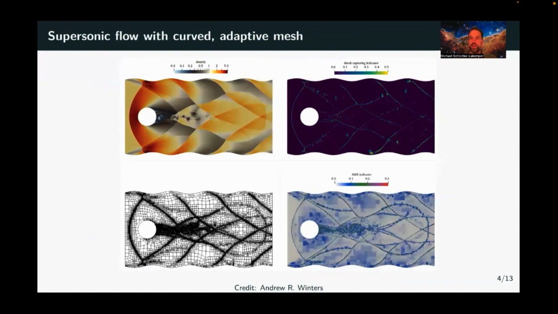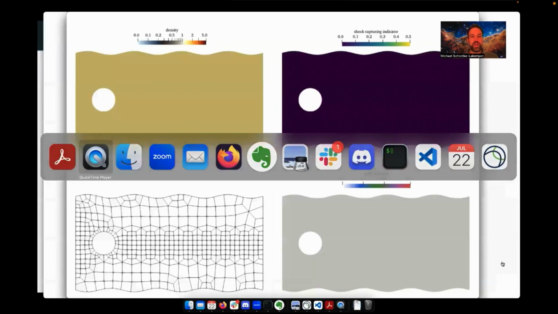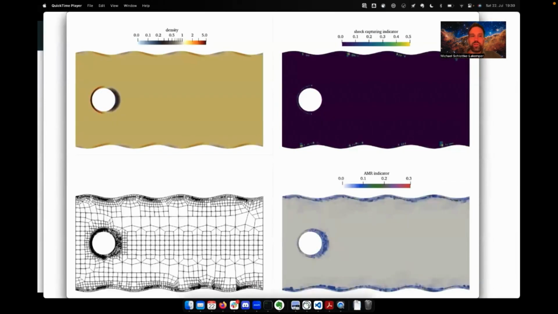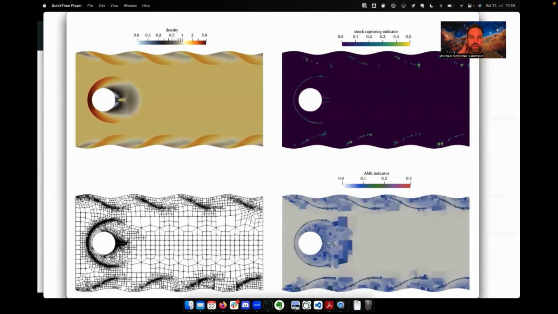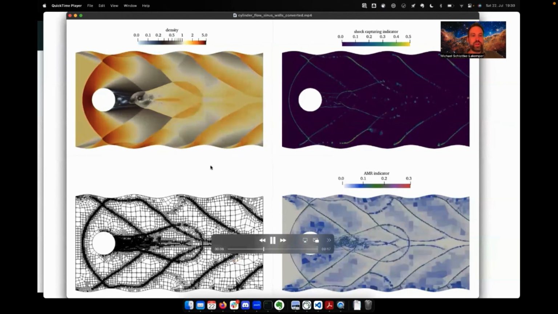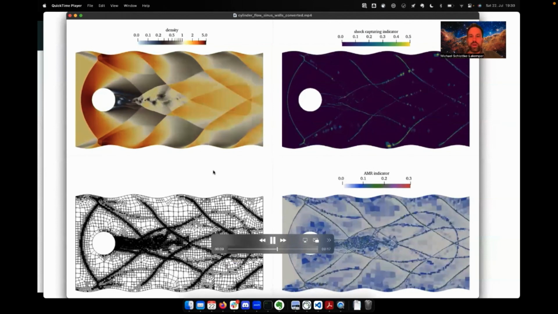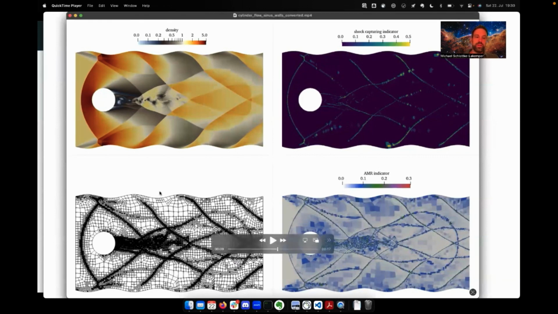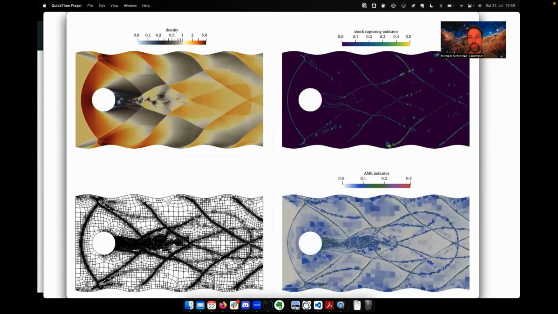So what kind of simulations are we running with Trixi.jl? What kind of numerical methods can you use here? This is a simulation of a supersonic flow coming from the left. There's a little obstacle here, a little cylinder. You can see there are curved walls. So we have a high-order in space and time discontinuous Galerkin method. And we use adaptive mesh refinement, as you can see in the lower left corner. So the mesh adaptively refines where something interesting is going on in the solution.